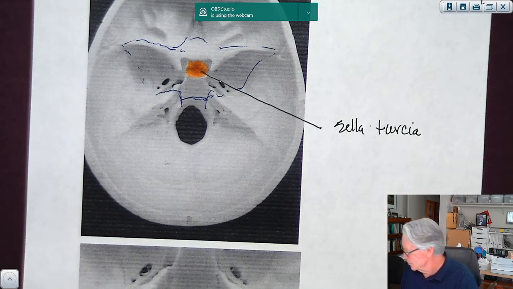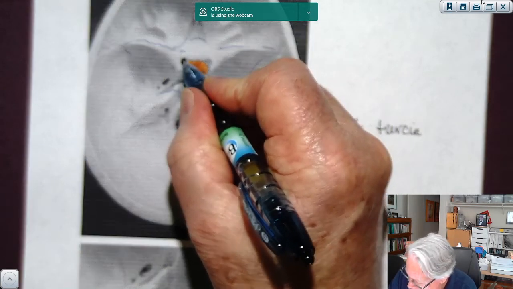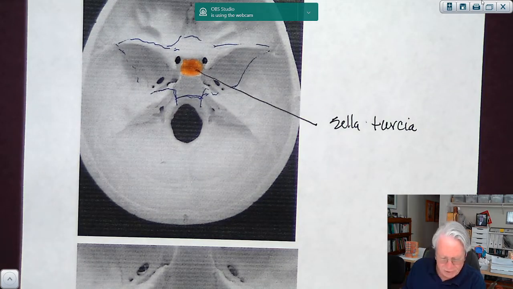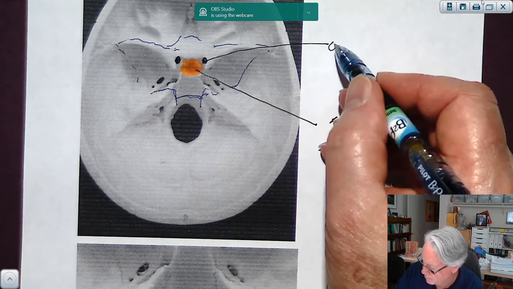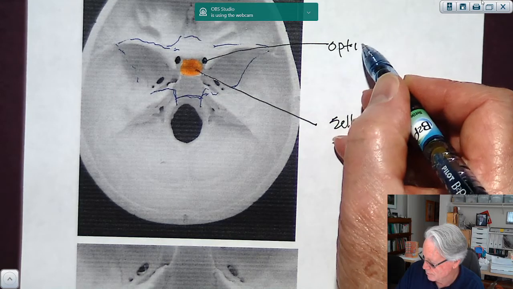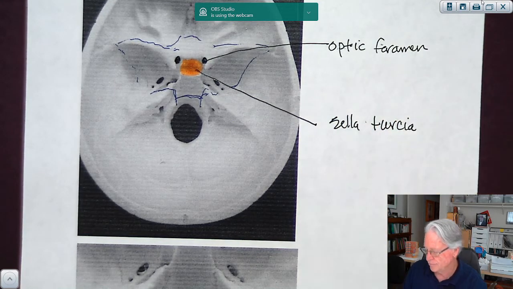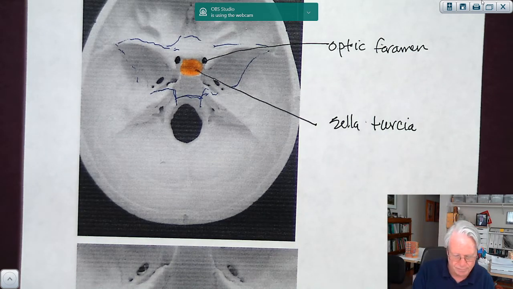And then I'm going to darken them in. There's a hole right here, and there's a hole right here. And those are going to be the optic foramen. The optic foramen. Okay.